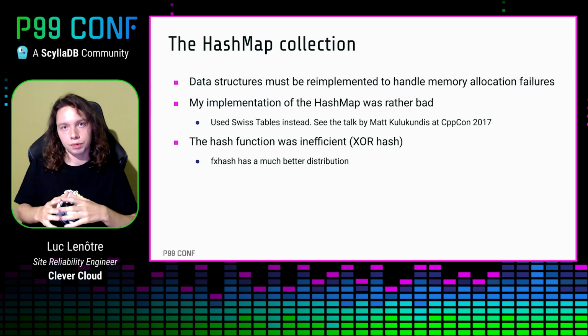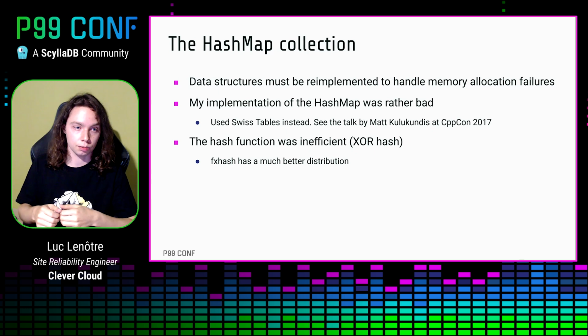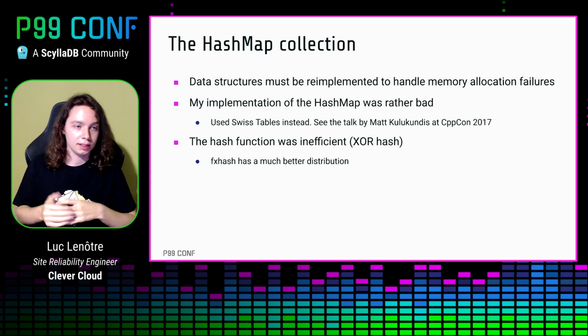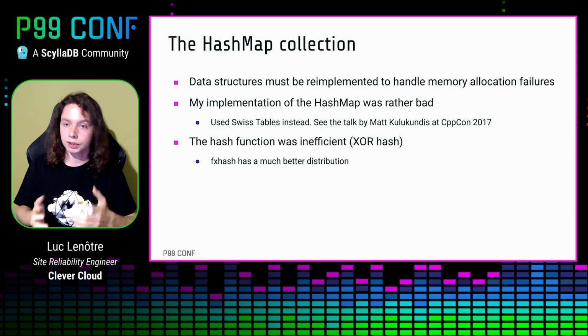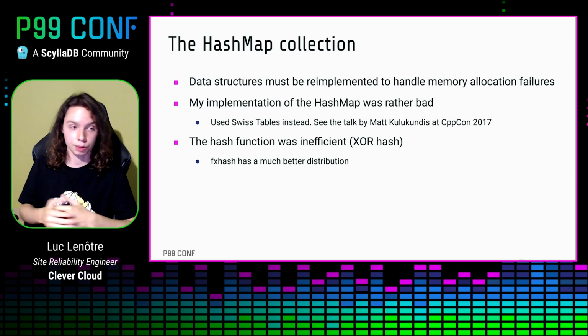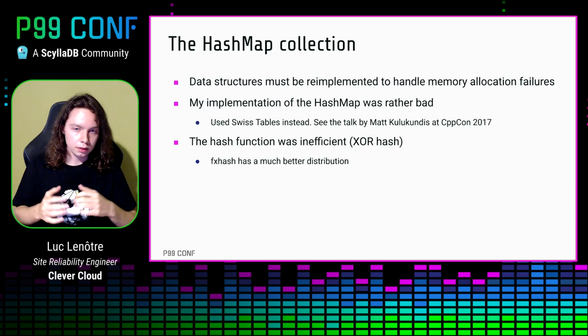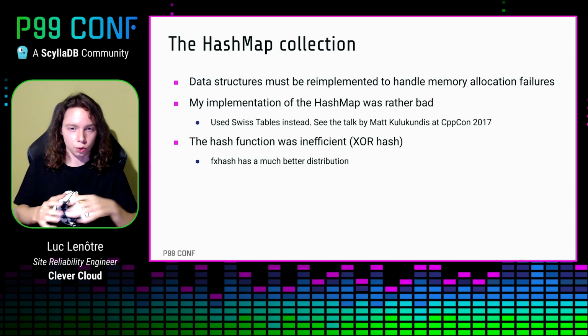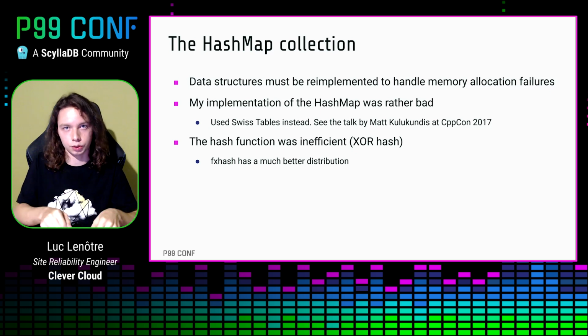My implementation of the hash map was actually pretty bad, so I had to basically scrap it all and redo it. I decided to use the Swiss tables. Matt Kulukundis has a great talk about it at CppCon 2017, so I highly recommend you to check it out if you're interested. And also I was using the XOR hash function to basically hash the key and find the place where the value should be stored.